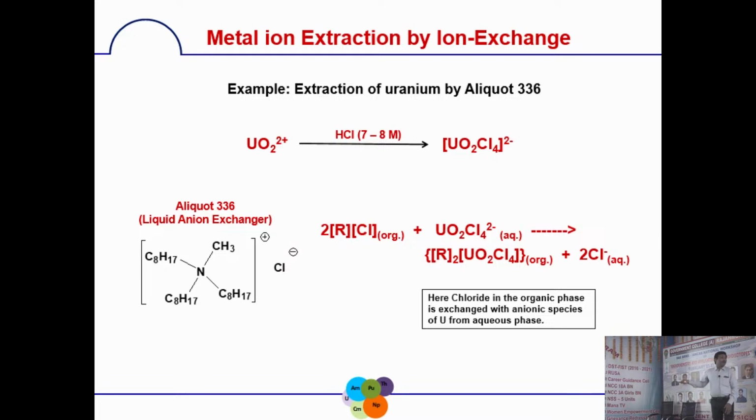This is the experiment we have already done, experiment number 4: the extraction of uranium by Aliquat 336. Uranium is extracted using Aliquat 336 because only uranium forms a neutral complex, which is more hydrophobic in nature and goes to the organic phase. The chloride is exchanged by this molecule. We already did this in experiment number 4, and I have given the same example here.